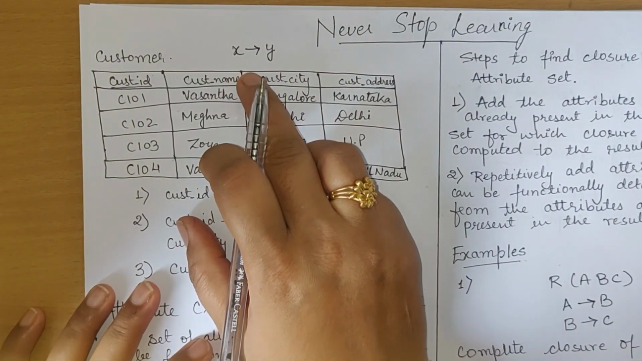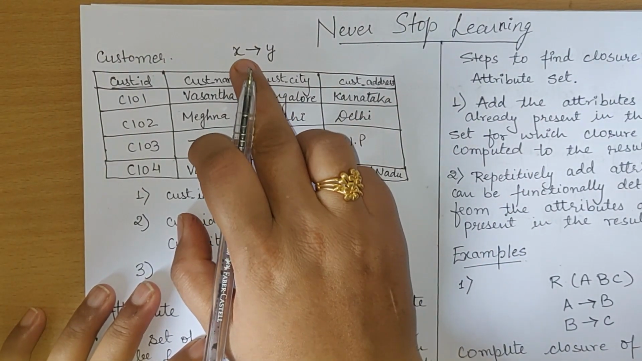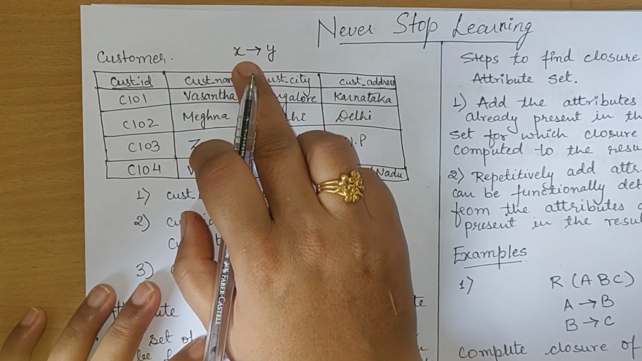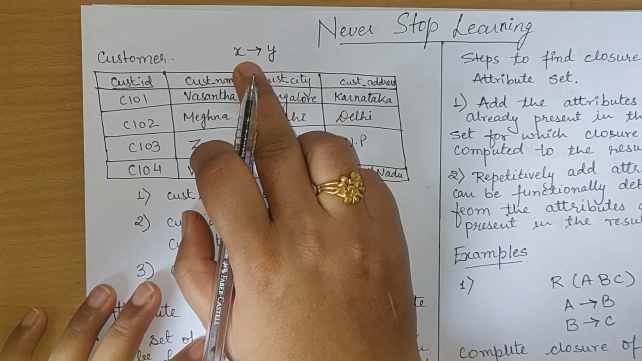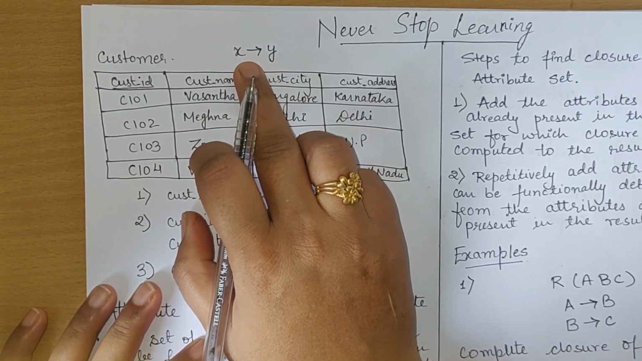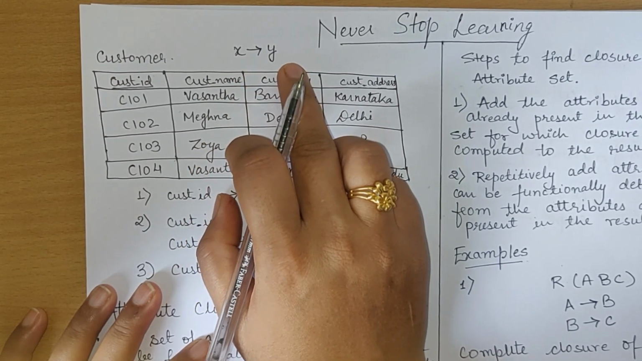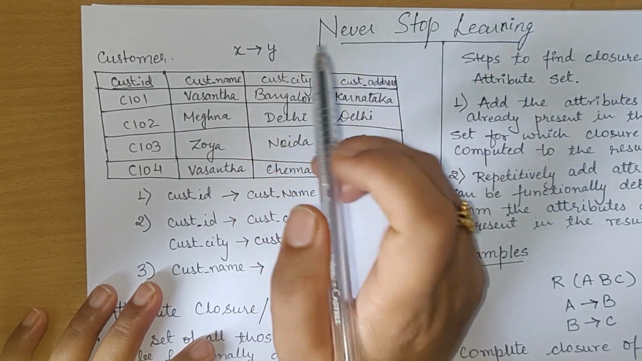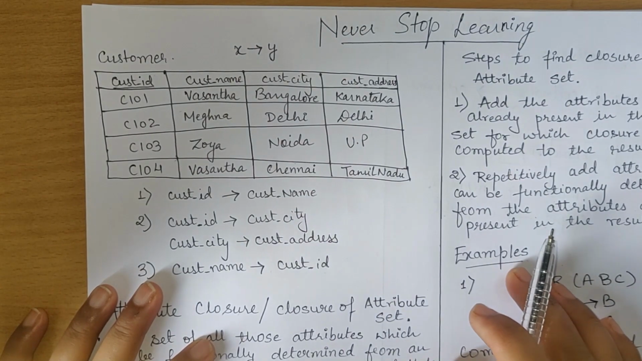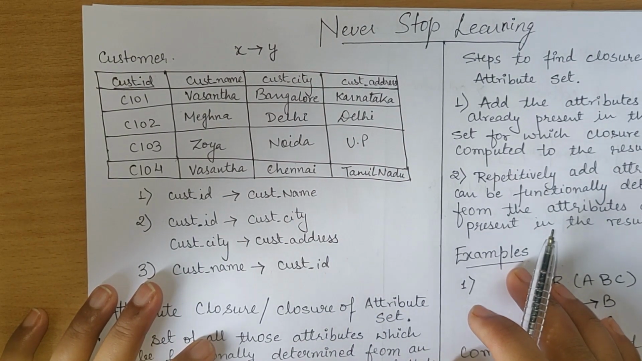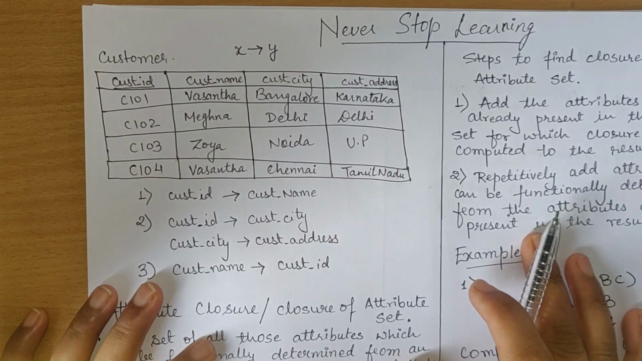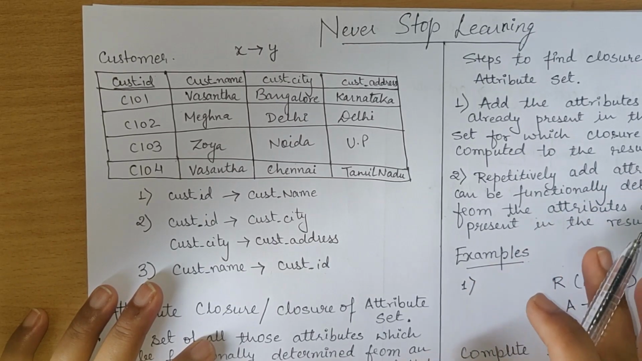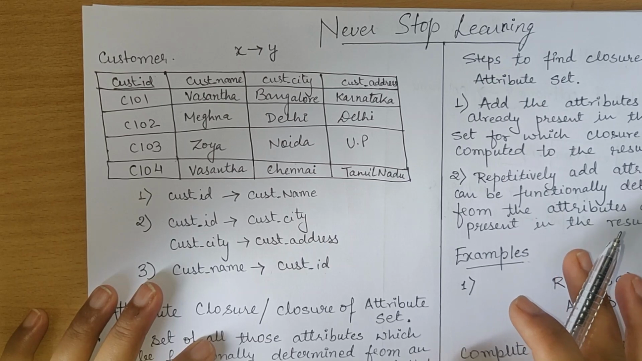There is a functional dependency like this. Then in a relation, this functional dependency will hold if two tuples having the same value for x also have the same value for y. That is, x uniquely determines y. Then only the functional dependency holds. If you have not gone through this video, please check it, because functional dependency is the base for all the problems which we are going to solve next.